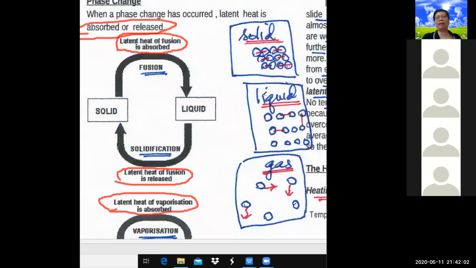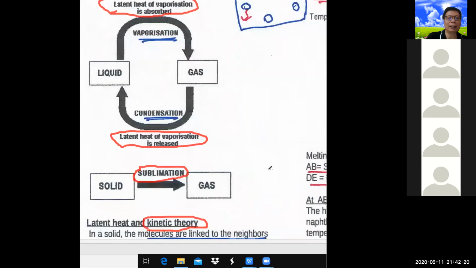Understand? So roughly you know all this already. These three diagrams are very important. This is called kinetic theory. When you see the words kinetic theory, it means explain from the aspect of molecules. Okay, now we start here.